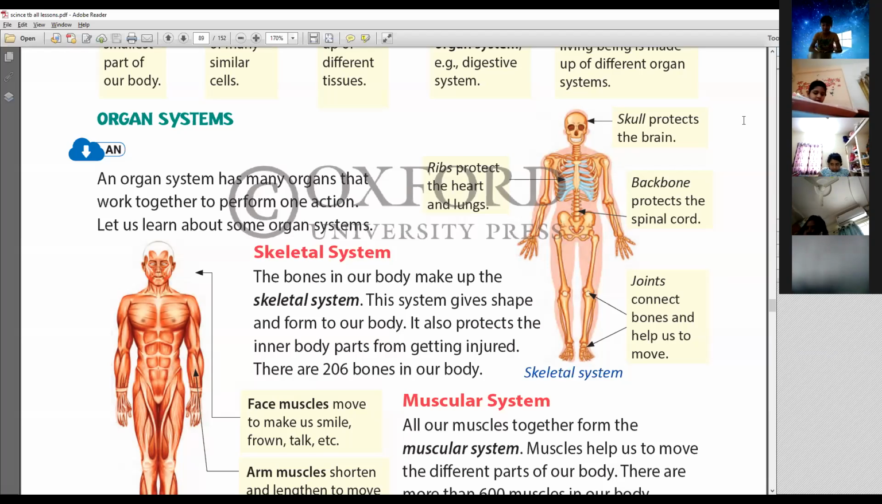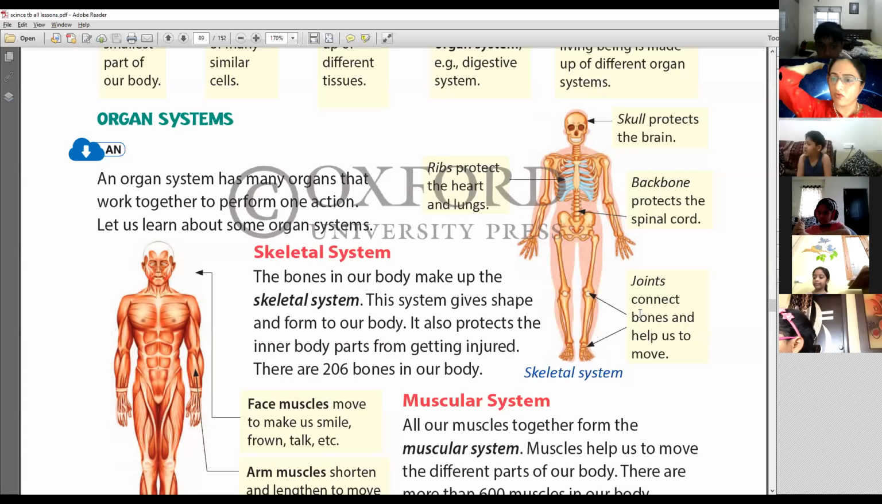Okay, joints: elbow joints, knee joints, everywhere we have joints. That's the reason we are able to bend our hands and legs. Okay, like this we are able to do. Even knees also. We can do like this only because of joints.